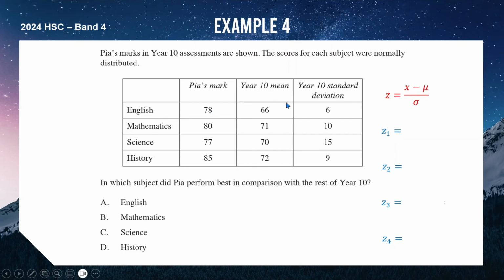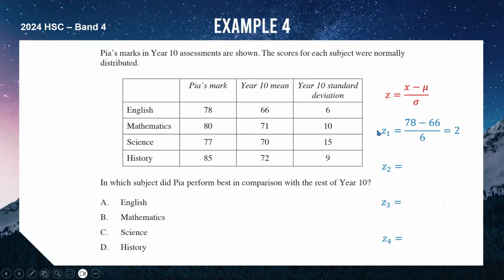The mean is going to be 66, and the standard deviation on the bottom is going to be 6. So our calculation looks like this: 78, take away 66, divided by 6. That gets us an answer of +2. So in that test, PR was 2 standard deviations above the average.